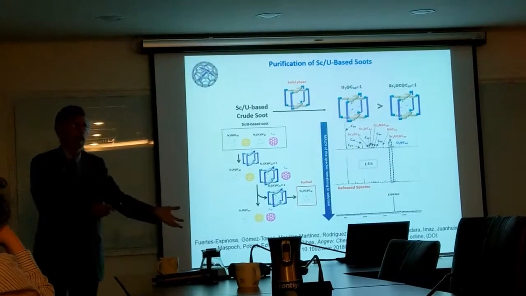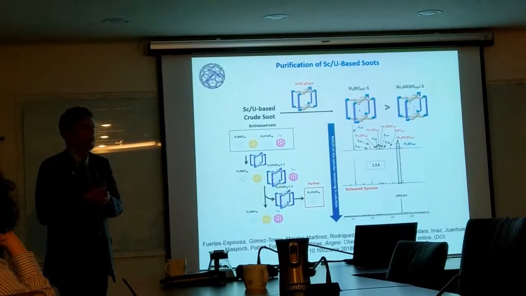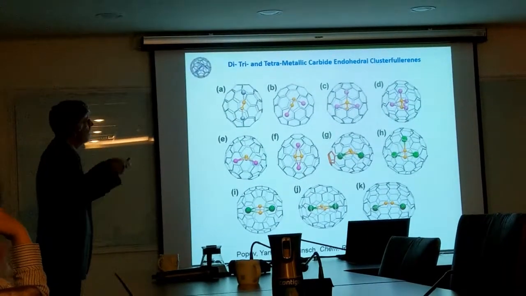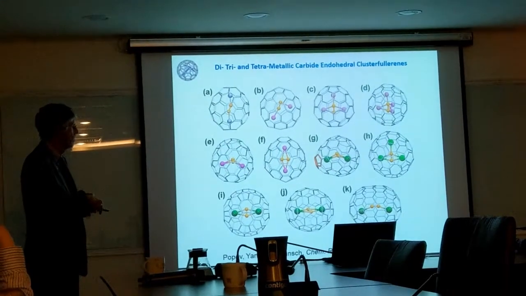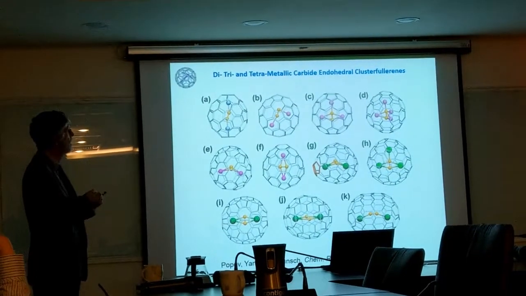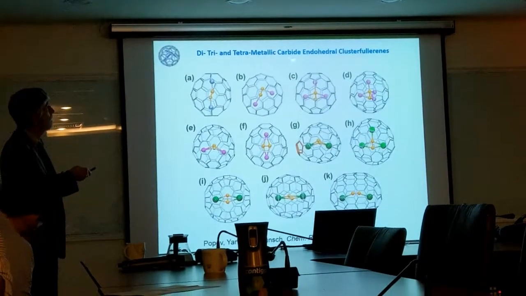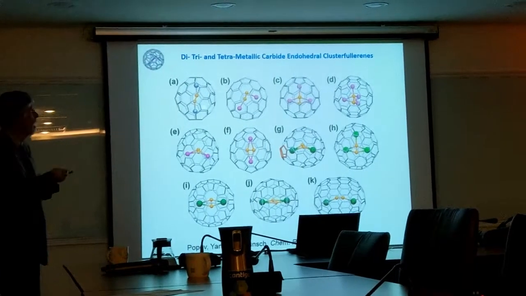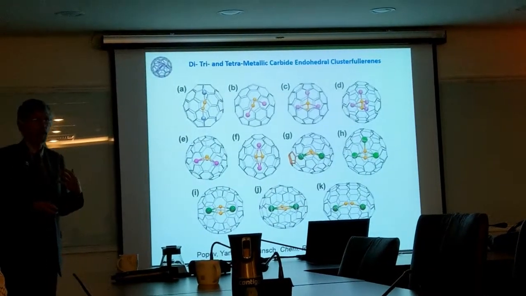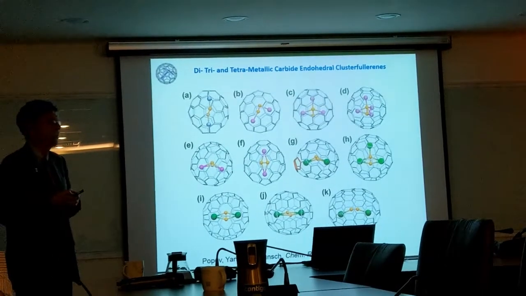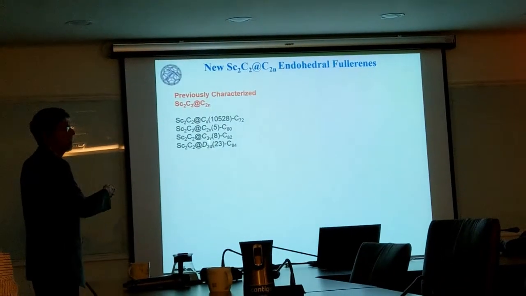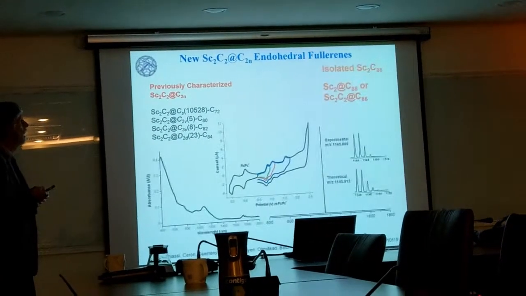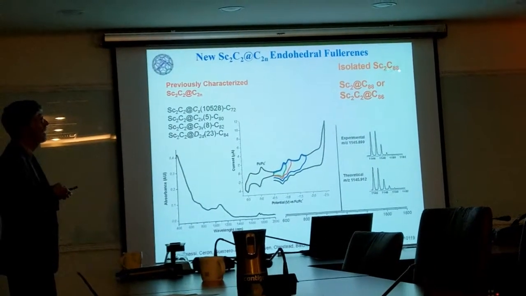So let me shift gears now to tell you a little bit about mechanistic aspects of the growth of these cages. Before we started working, this was actually published by Prof. Lunch a long time ago. These are dimetallic carbides, so the di, tri, and tetrametallic carbide endohedral cluster fullerenes. A whole bunch of them were known before we started this work. This is the work of Professor Sam here. These were known in C72 cage, cage 284, but he was able to isolate very nicely scandium-2 C88.